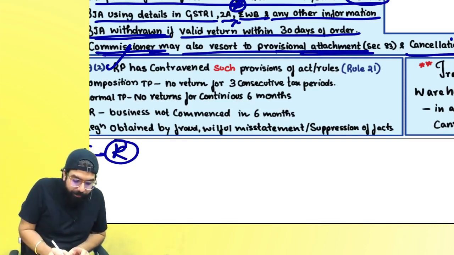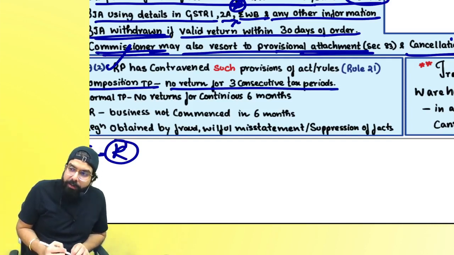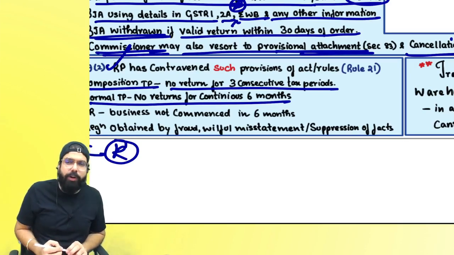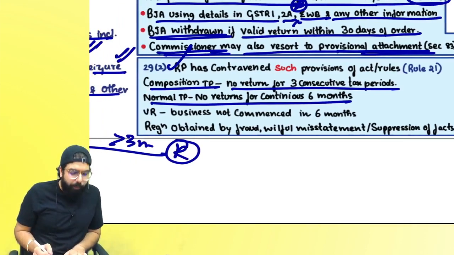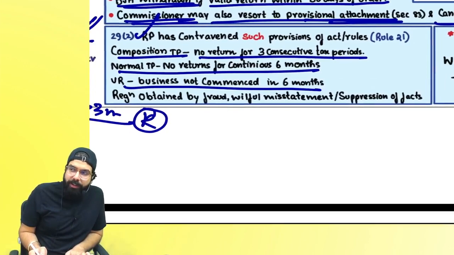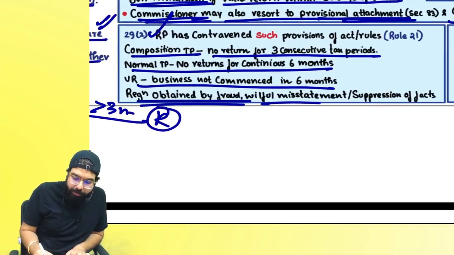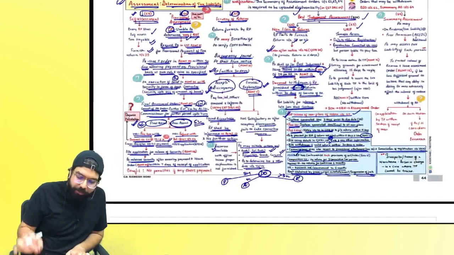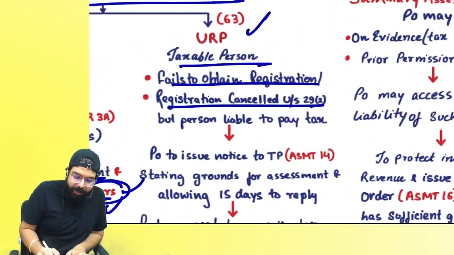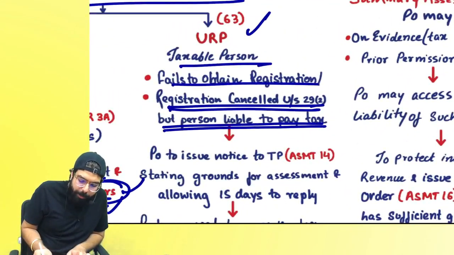A composition person with no return for 3 consecutive tax periods. A normal person with no return for 6 months. Or a voluntarily registered person who does not commence business within 6 months. Or registration obtained by fraud, willful misstatement or suppression of fact. In these scenarios, the registration will be cancelled by the proper officer.